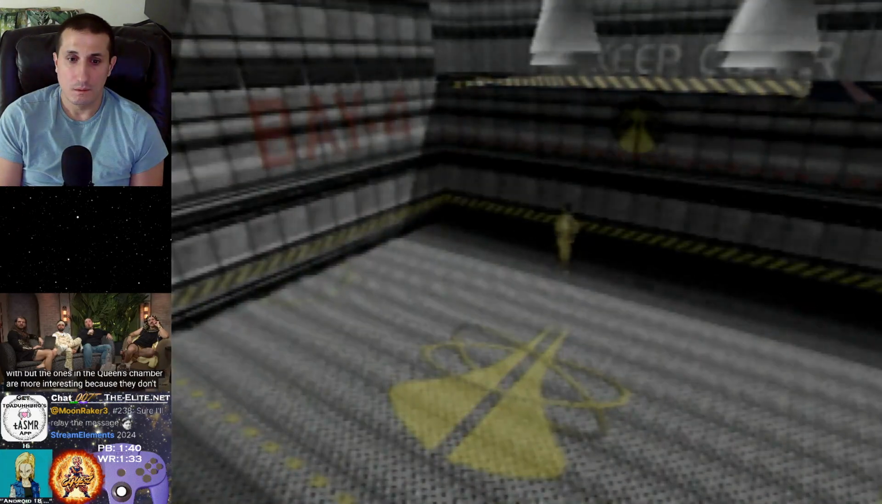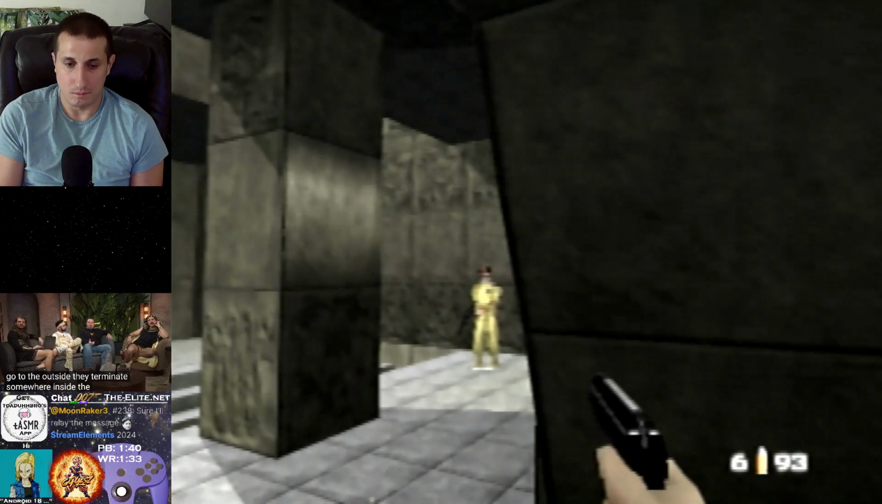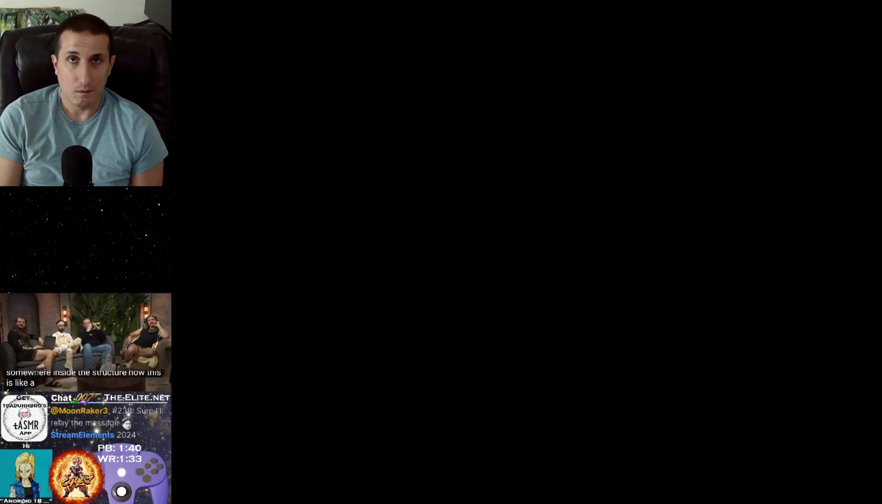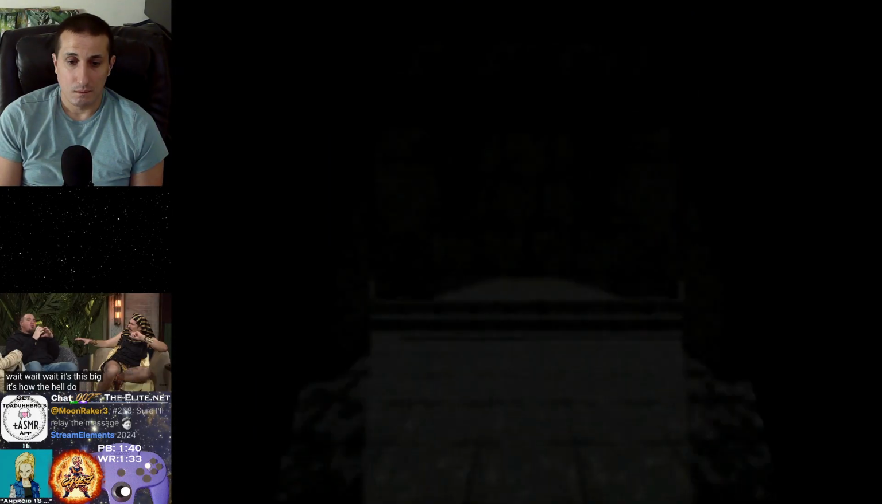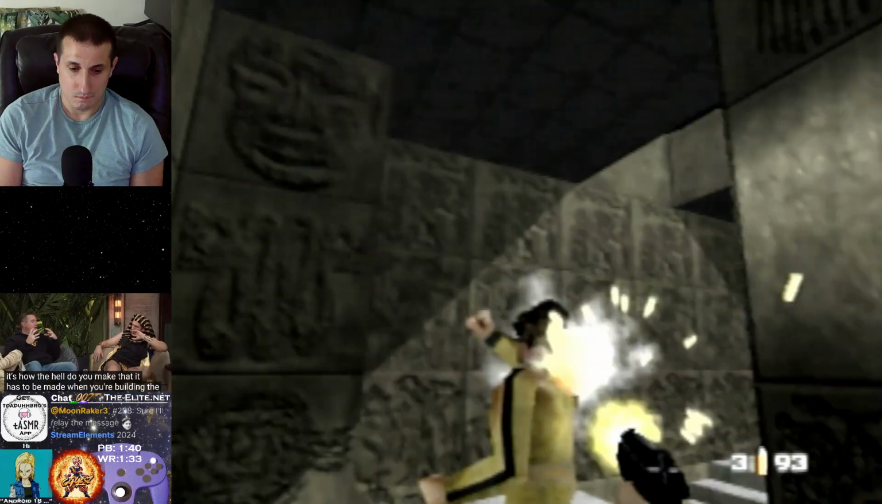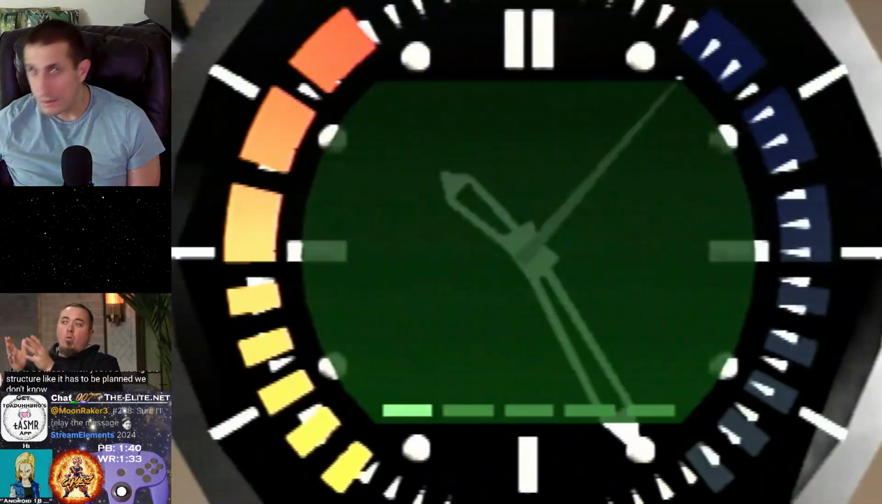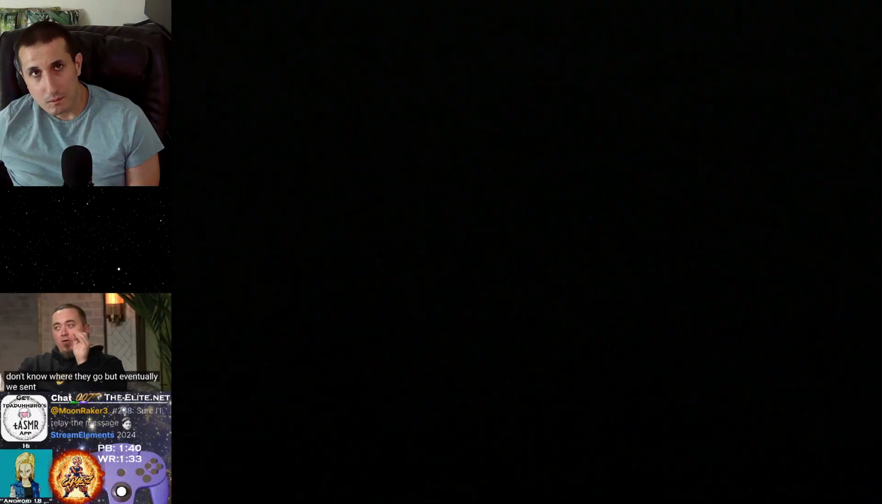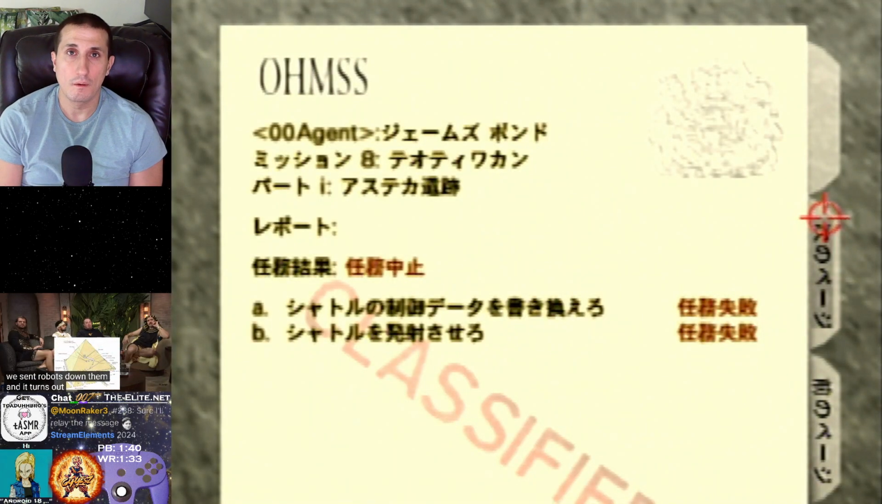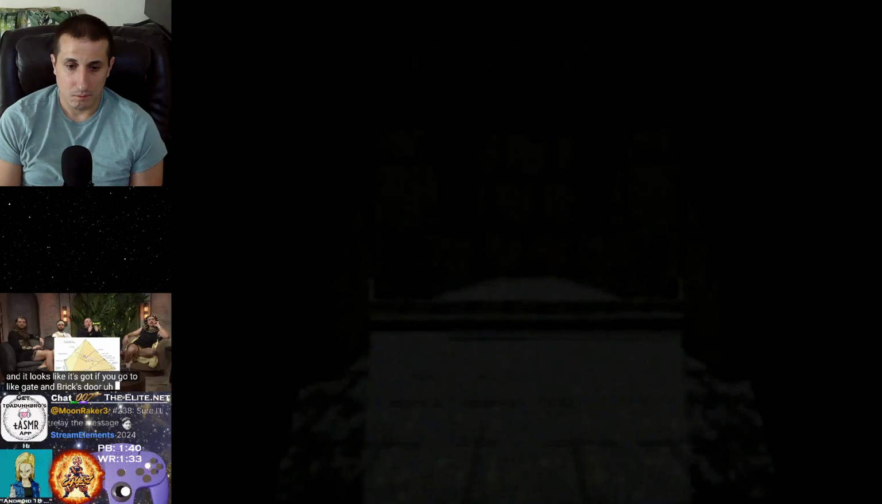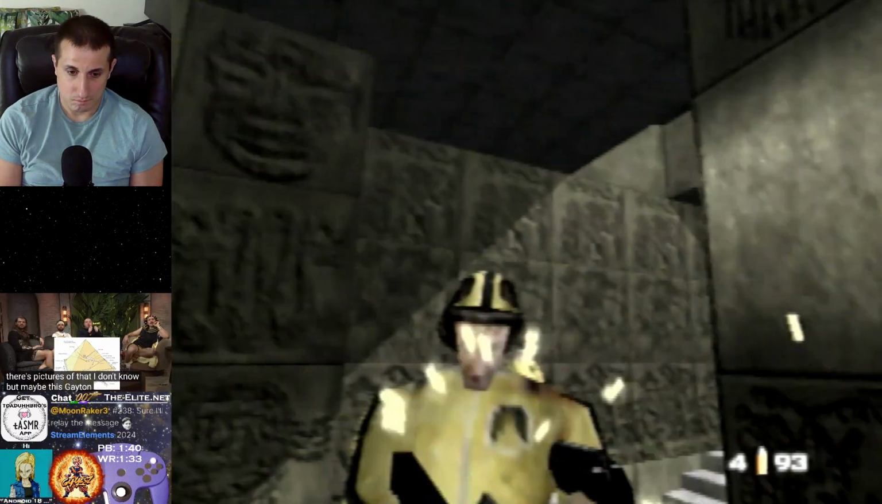But the ones in the Queen's Chamber are more interesting because they don't go to the outside. They terminate somewhere inside the structure. Now, this is a four to six inch square shaft. It's this big. How the hell do you make that? It has to be made when you're building the structure. It has to be planned. We don't know where they go, but we sent robots down them, and it turns out they go to what looks like a little door. There's a little door at the end. It's a limestone plug. If you look up Gantenbrink's door, maybe there are pictures of it there. I don't know, but Gantenbrink, yeah, that's it there.